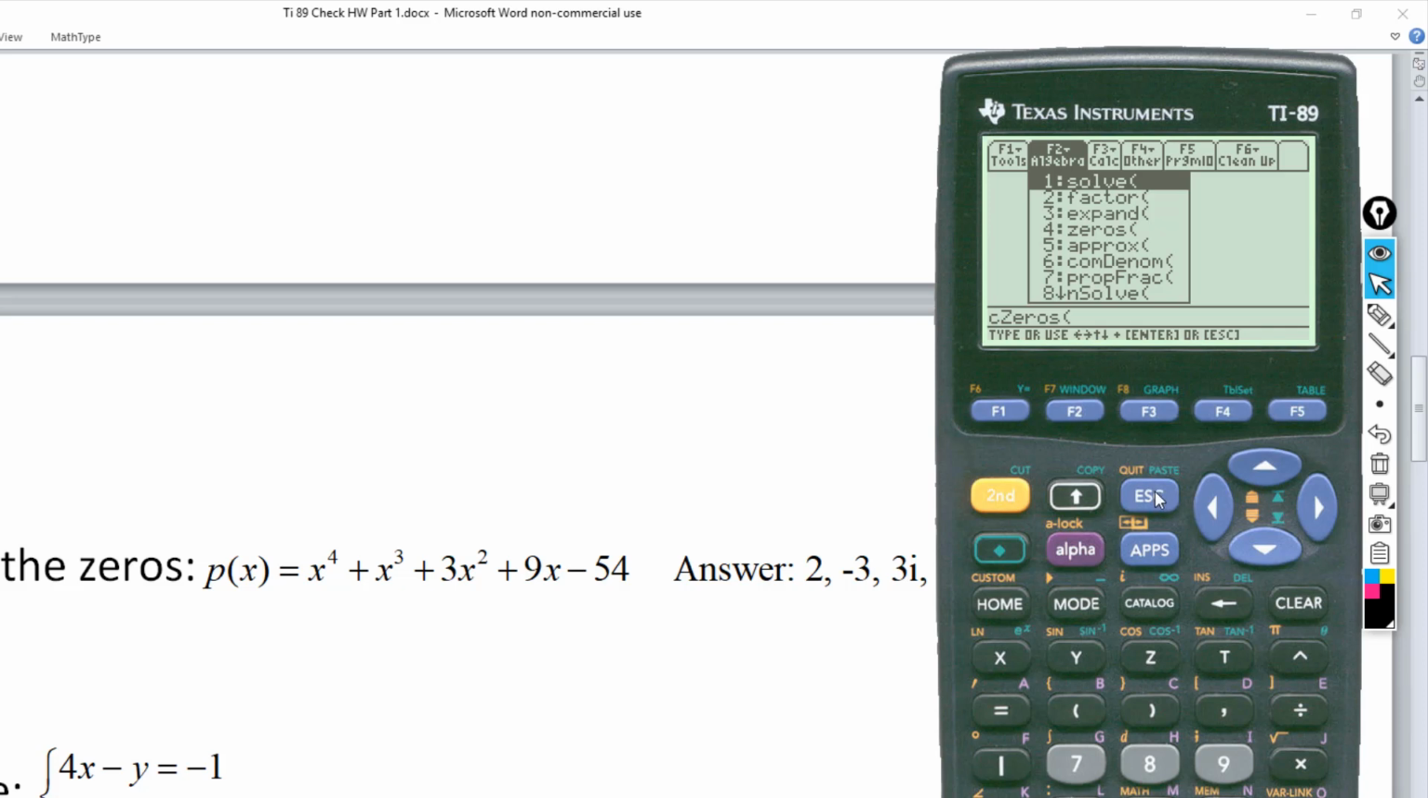And then you just enter the expression here. X to the 4th plus X to the 3rd plus 3 X to the 2nd plus 9X minus 54. Okay. Close the parentheses there. Hit enter.